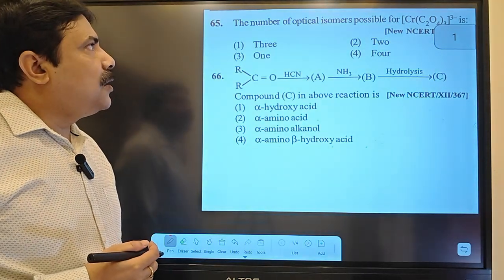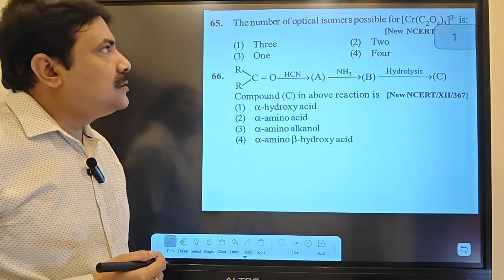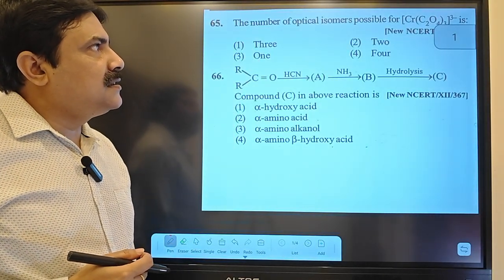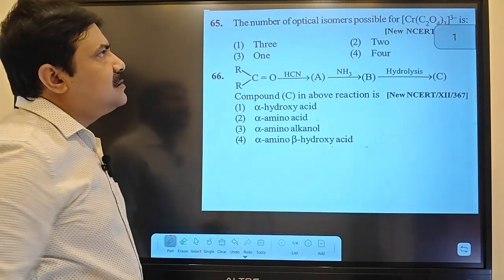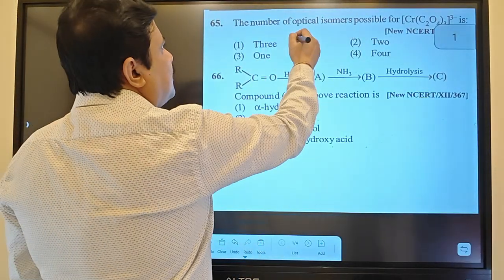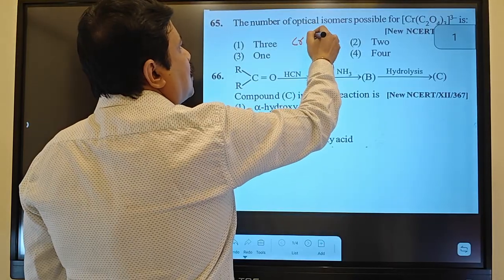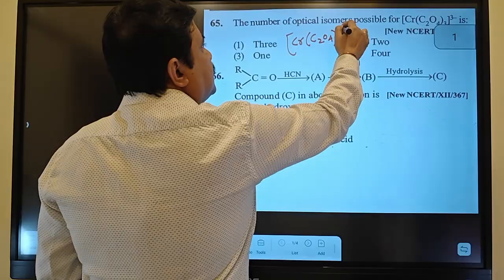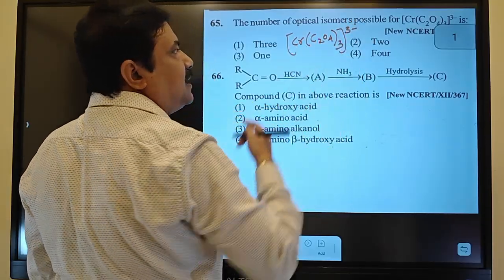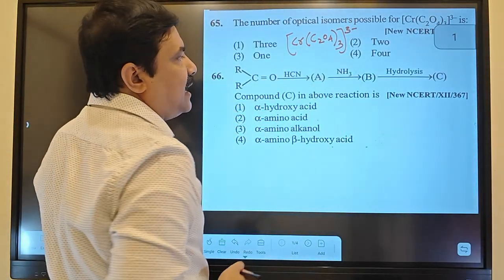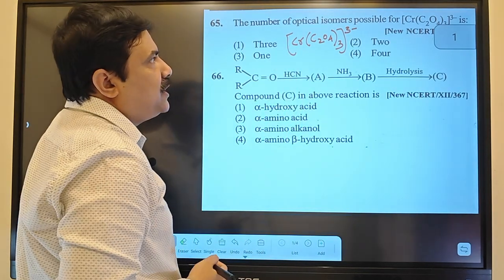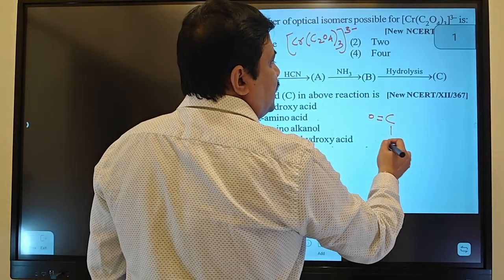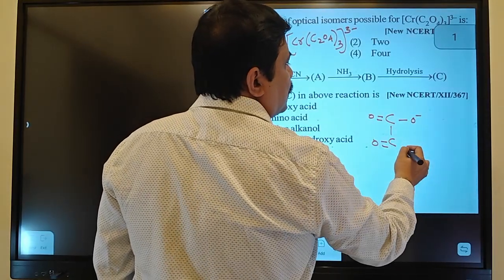The number of optical isomers for this complex ion: chromium is the central metal atom and oxalate is there 3 times. Chromium is there, and with that oxalate ion C2O4, 3 times, and the overall charge is 3 minus. It is a bidentate ligand. Each oxalate carries how much charge? Look very carefully. Oxalate ion means C double bond O, C double bond O, O minus, O minus.